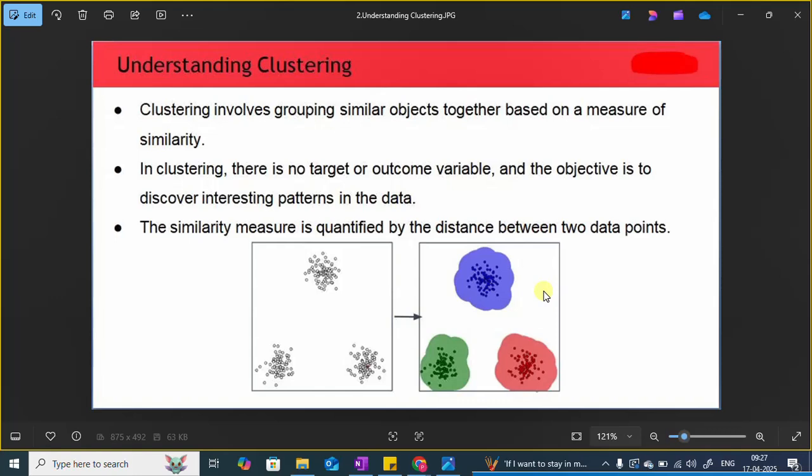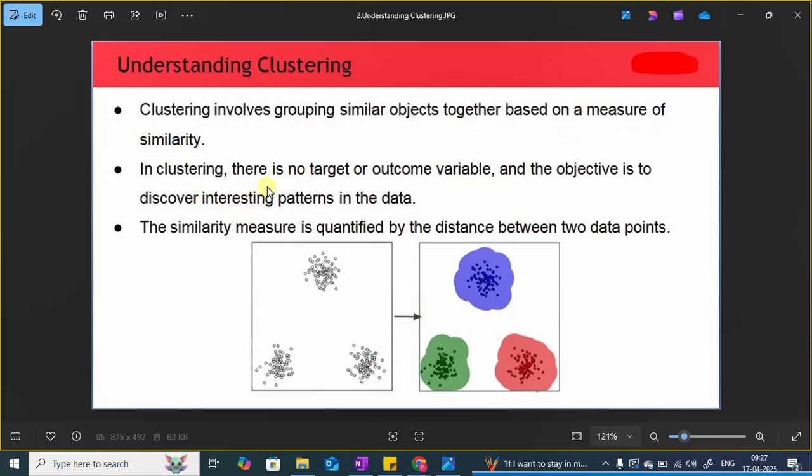Yeah, you can see, understanding clustering. What is clustering? Clustering involves grouping similar objects together based on a measure of similarity. Guys, this word is very, very important. I'll use it a lot in today's class and the next class. That's what I highlighted on my whiteboard: similarity. Clustering involves grouping similar objects together based on a measure of similarity.